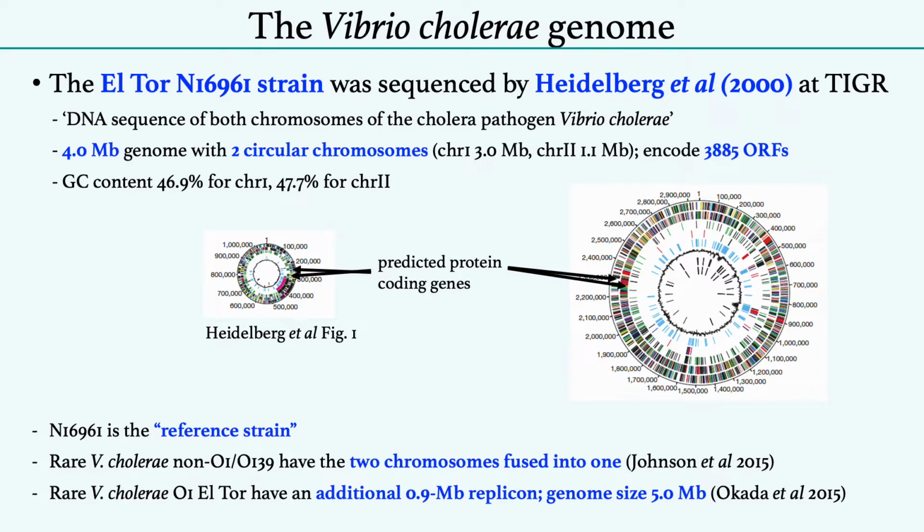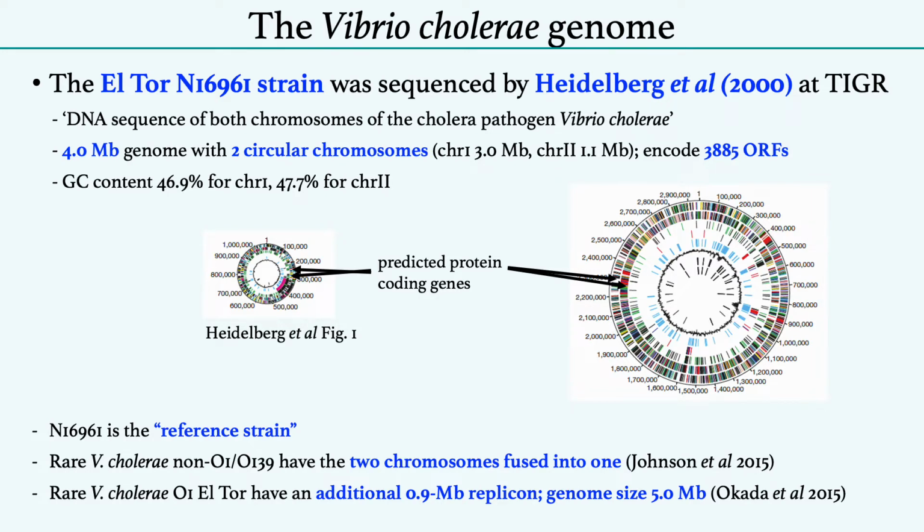The Vibrio cholerae genome was first sequenced by Heidelberg et al. in 2000. They sequenced an El Tor strain, N16961. They found that the genome is 4 megabase and consists of 2 circular chromosomes, a larger chromosome of about 3 megabase and a smaller chromosome of about 1.1 megabase. Together, these 2 chromosomes have about 4,000 genes, and their GC content is about 47%.